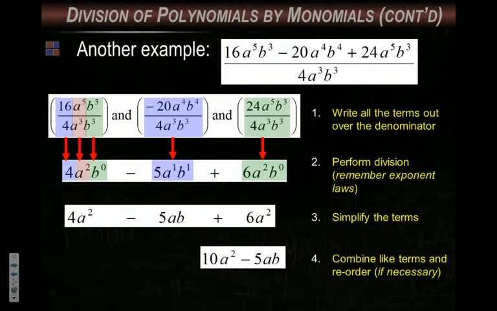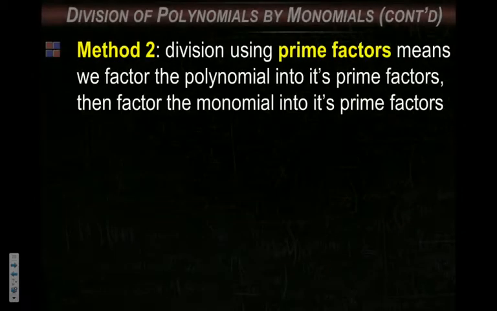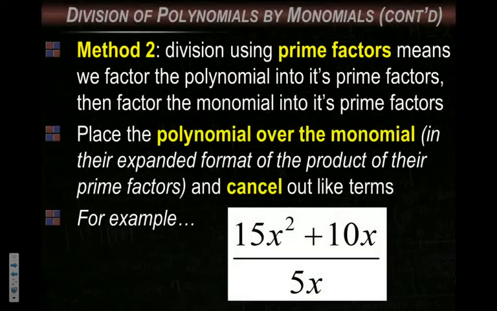Write out the terms, perform the division, watch your exponent laws, simplify, and you're done. You got your solution. So this is the process known as long division. I think it's probably the best one for a lot of you to adopt. But let's try one now called using prime factors.